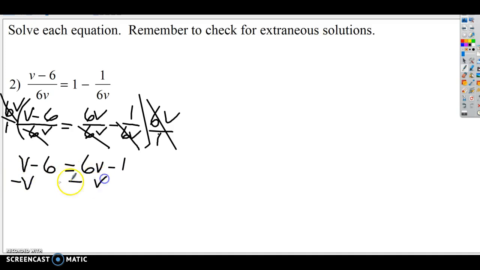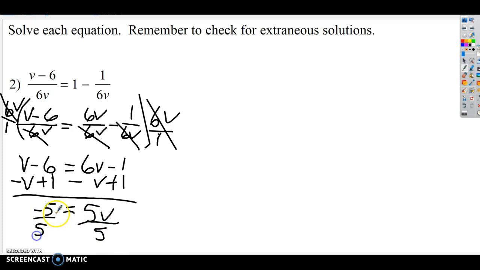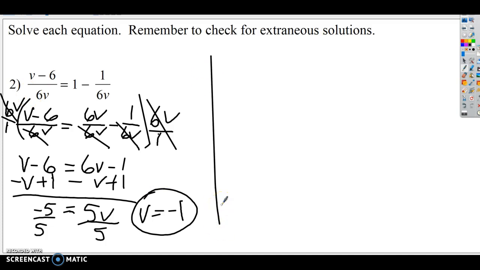So minus v, so 5v, and then I need to add 1. So that's going to be negative 6 plus 1 is negative 5. Divide by 5, v equals negative 1. Okay. Now I can check the denominator first. Doesn't make the denominator equal 0, so that's a good thing. So then we got to plug it in and check it. So here we're going to have negative 1 minus 6 over 6 times negative 1.